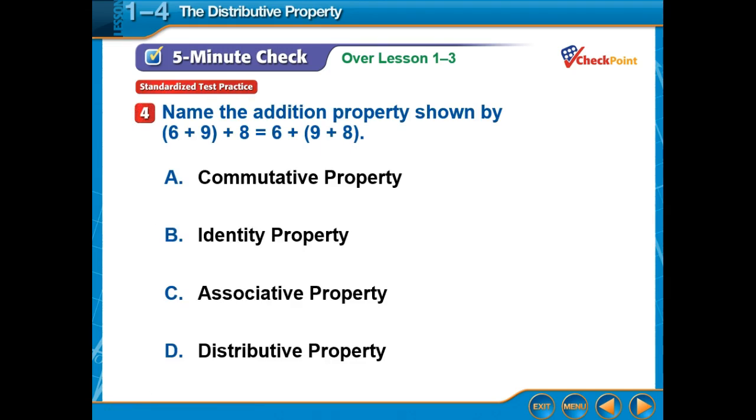Number 4. Name the addition property shown by this equation. You should have chosen the associative property because the parentheses have been rearranged and the numbers on each side of the equation have been kept in the same order. Remember that you are pausing before I reveal the question, after I've read the question, so that you can come up with your own answer.